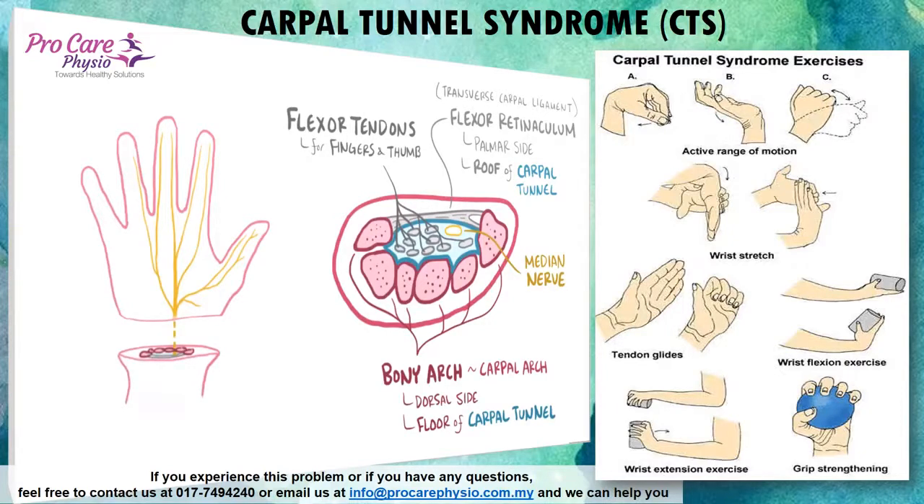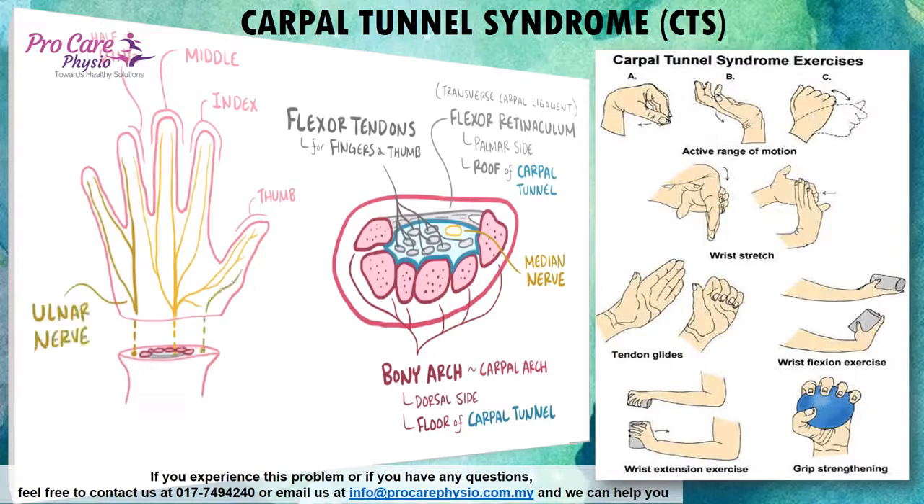The skin of the hand served by the median nerve includes the thumb, the index finger, the middle finger, as well as half of the ring finger that's on the thumb side. The other side of the ring finger and pinky are served by the ulnar nerve, and the back of the hand by the radial nerve. Only the median nerve goes through the carpal tunnel.